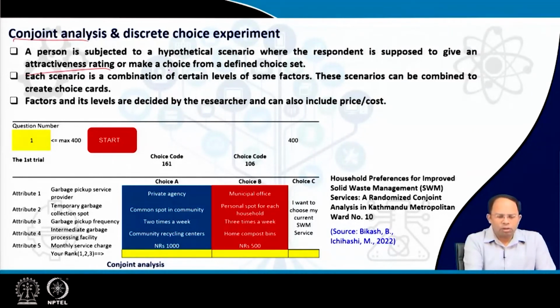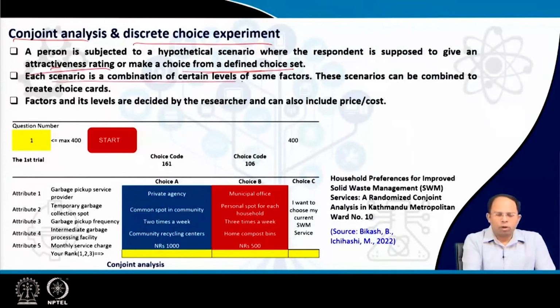Whereas I can also give them a choice, that means choice 1, choice 2. We can define a particular service in a certain way, and I can ask him whether he will choose that particular choice. Then he is choosing from a defined choice set, right? So in that case, we call it a discrete choice experiment. So it's more or less the same thing. In one, we get the attractiveness rating or some sort of rating. In the other, he chooses one of the options that is presented.